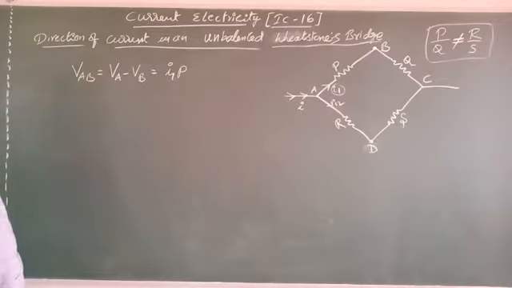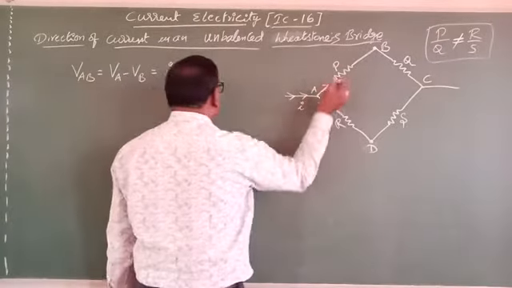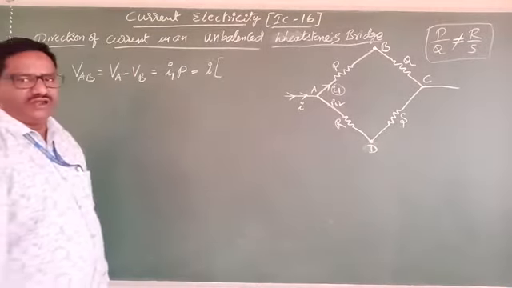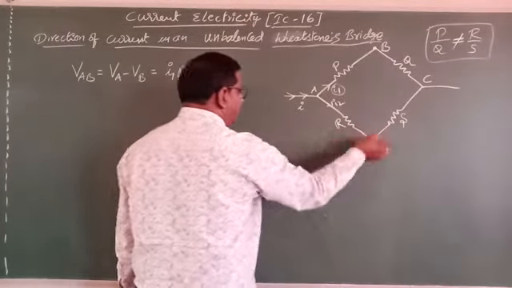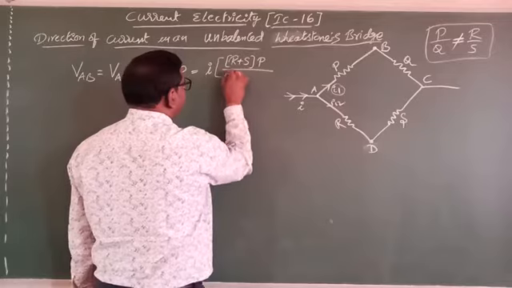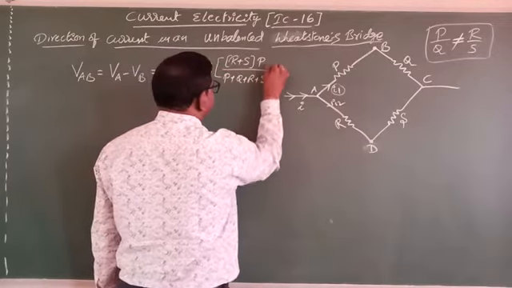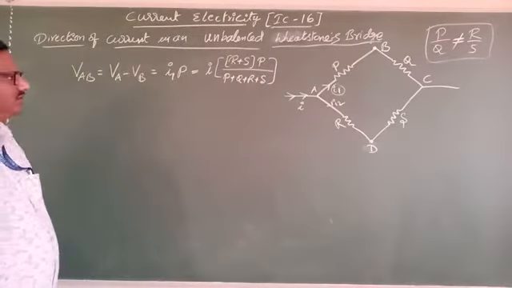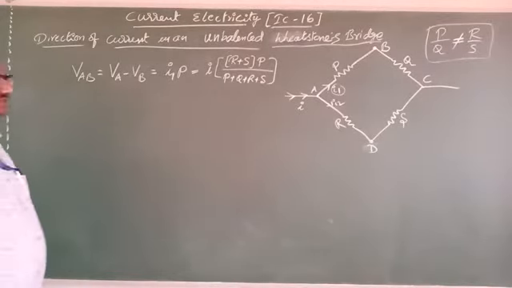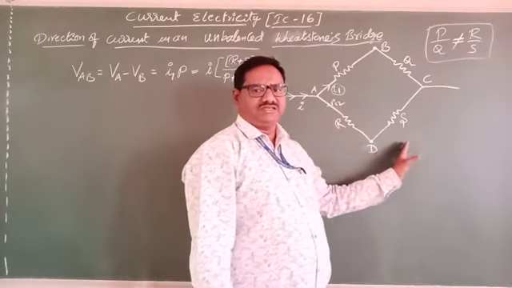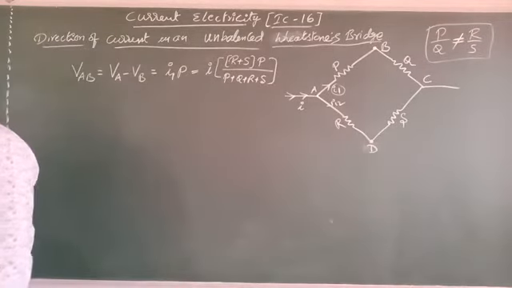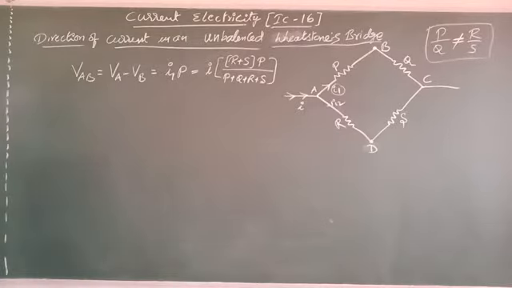To measure this across the potential, we write the total current I into the opposite branch resistances, leaving out the one we considered. Opposite branch resistances are R and S. So it is I into R plus S into P by the total resistance P plus Q plus R plus S. This is the potential difference between A and B.